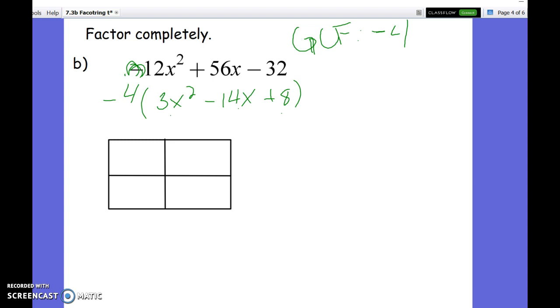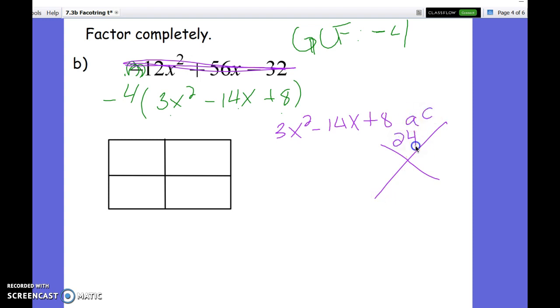Remember, we're done with the GCF now, so we are going to look at 3x squared minus 14x plus 8, and that's what we are factoring with our box method. So our a times c would be 3 times 8, so we want two numbers that multiply to be 24 and add to be negative 14. Well, let's try 2 and 12. Negative 2 times negative 12 is positive 24. Negative 2 minus 12 is negative 14. So those are our two terms that add together to be negative 14x. And then your 3x squared just stays the same. Your positive 8 just stays the same.